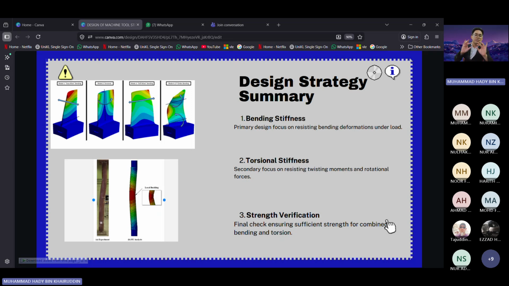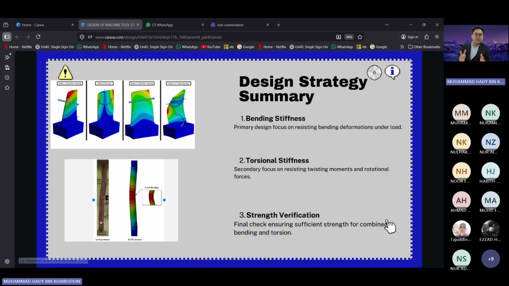We design the overall skeleton specifically to resist this vertical and horizontal bending load first. Then, once the bending is under control, we move to the secondary focus, which is torsional stiffness. This is often the harder challenge.